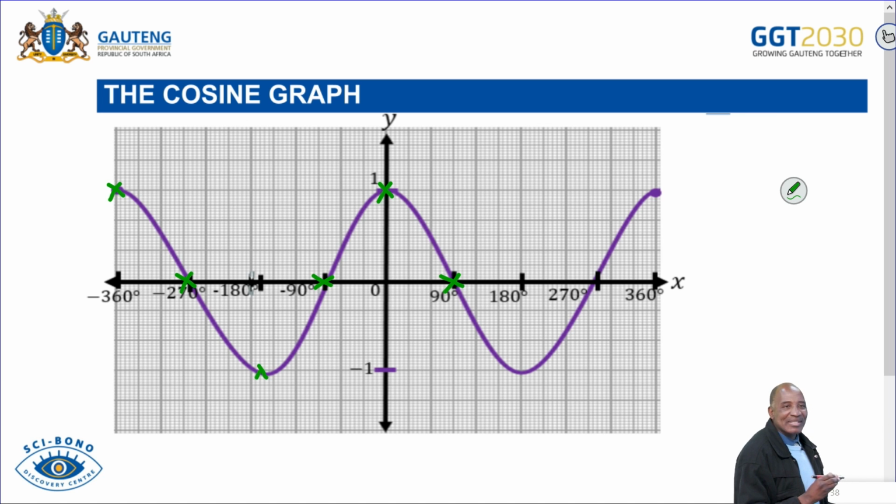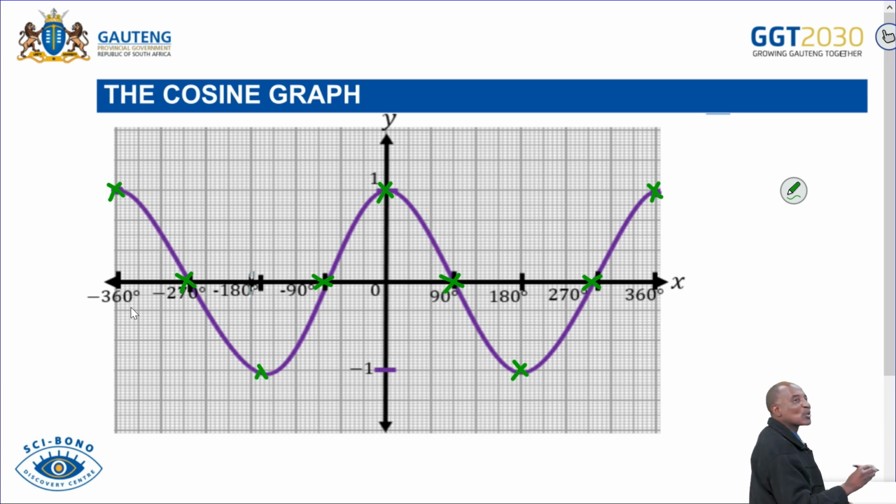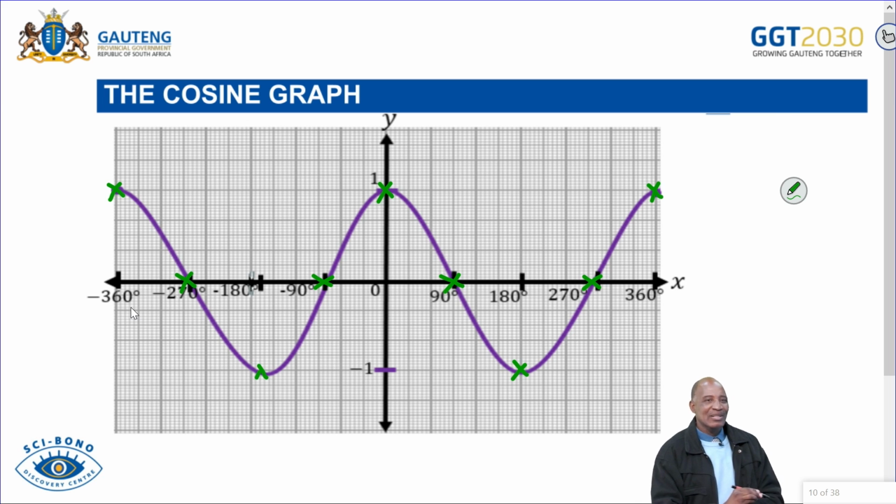Our 90 goes with a 0. You mark those points, all of them. 180 degrees goes with a negative 1. 270 degrees goes with a 0. Otherwise, our 360 degrees is our last point. It goes with a 1. Again, I'm going to join my points to produce a curve, right? So we're going to join our points using a curve, which is this purple curve. We are now seeing that purple curve, and it has to be a smooth curve.